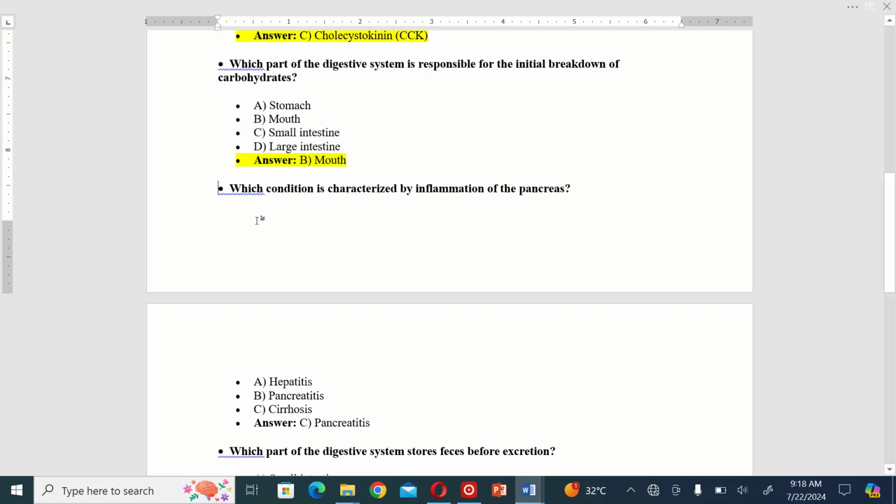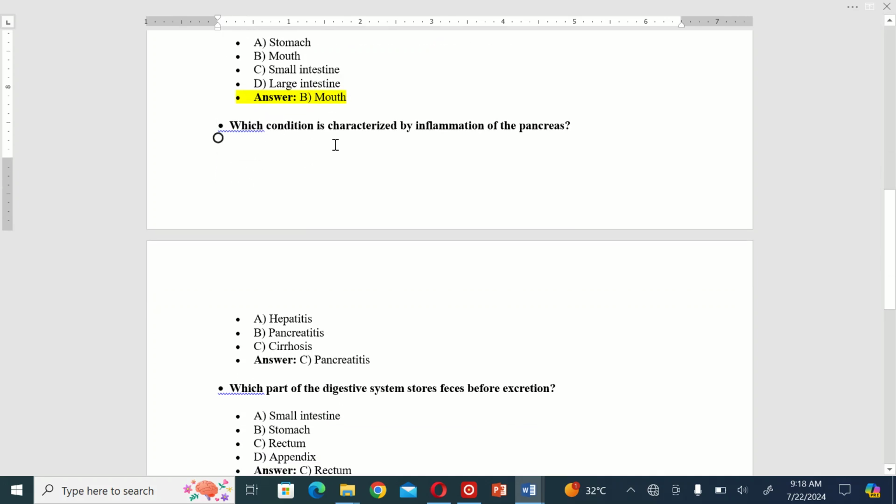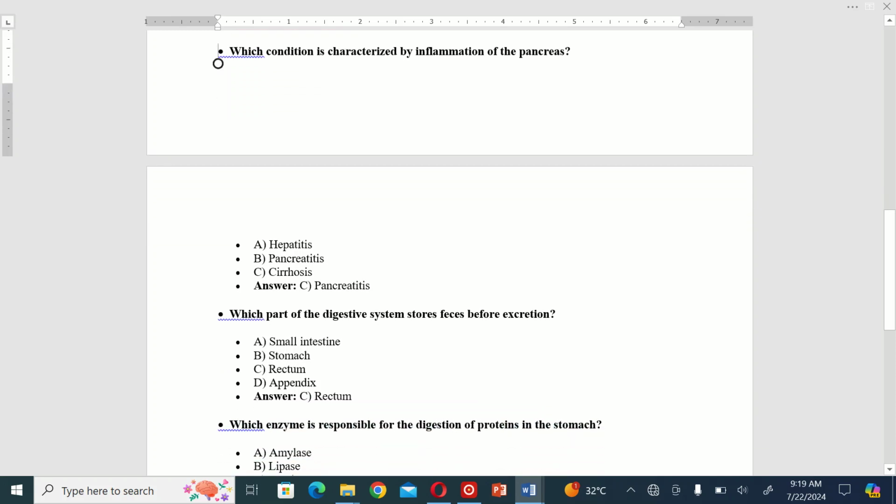B. Which condition is characterized by inflammation of the pancreas? A. Hepatitis. B. Pancreatitis. And C. Cirrhosis. So the correct option is B.